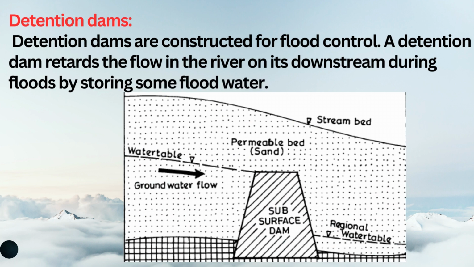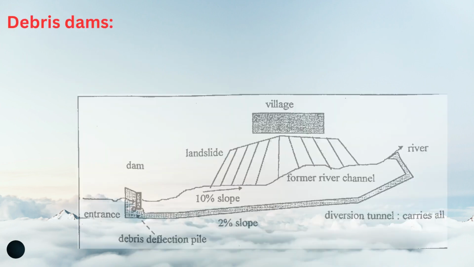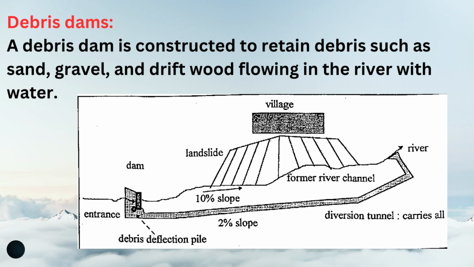Next is detention dams. Detention dams can be used when there is a flood. To control that flood, we can provide this kind of dam. Also, these detention dams retard the flow in the river on the downstream side during a flood, by storing some of the water. Debris dams are dams constructed to retain debris such as sand and gravel flowing in the river with the water. So they will store this.